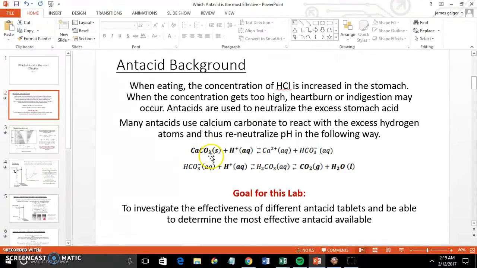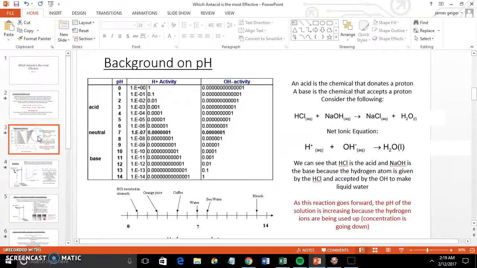So your calcium carbonate reacts with this H+, and you get this HCO3-, which can then react again with another H+, and you form this situation going on right here. Just in that way, your antacids are going to react and neutralize the acid. So the big goal for this lab, we're going to investigate the effectiveness of different antacid tablets, and we're going to be able to determine the most effective antacid available.